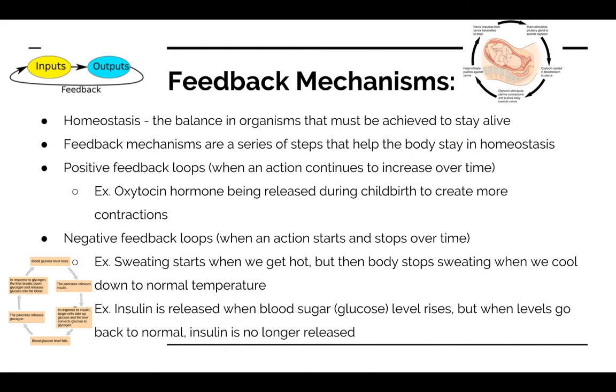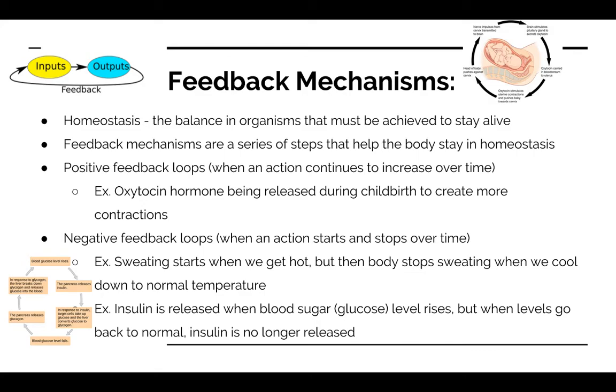Lastly, for Unit 4, we should know about feedback mechanisms. And before we talk about the mechanisms, we should reference the word homeostasis. This is a word that you definitely need to know, and it's all throughout every unit, especially dealing with living things. It's the balance in organisms that must be achieved to stay alive. So in order for you to be alive, you have to maintain homeostasis. You have to have this balance. And it's a balance with your temperature, with your sugar levels, with the amount of nutrients, your gas levels, everything like that.